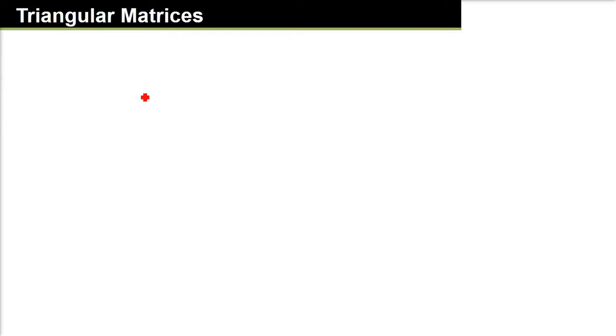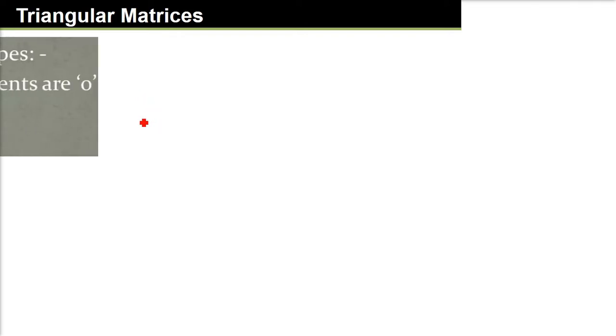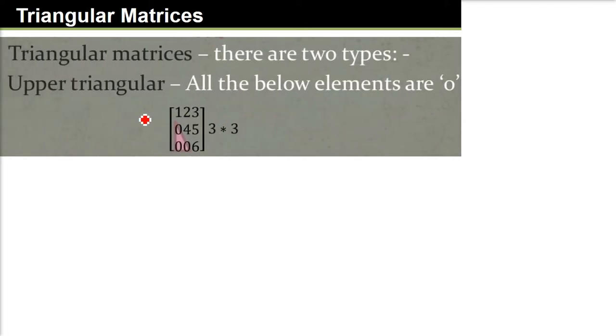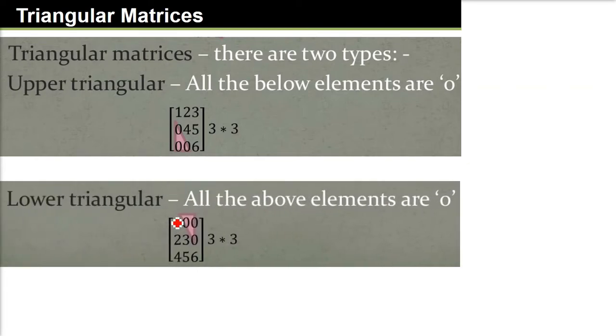Triangular matrices. So in a triangular matrix, above the diagonal or below the diagonal the values are 0. There are two kinds of triangular matrices: upper triangular and lower triangular. Let me start with the upper triangle. Please remember, everything is related to the diagonal.